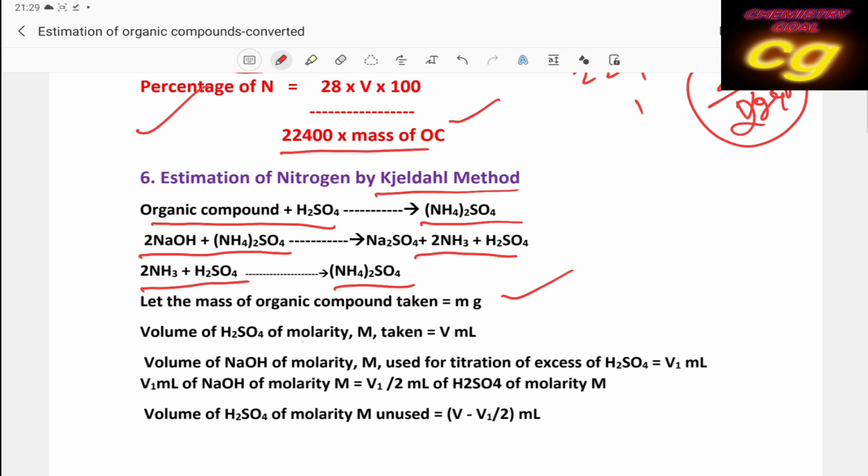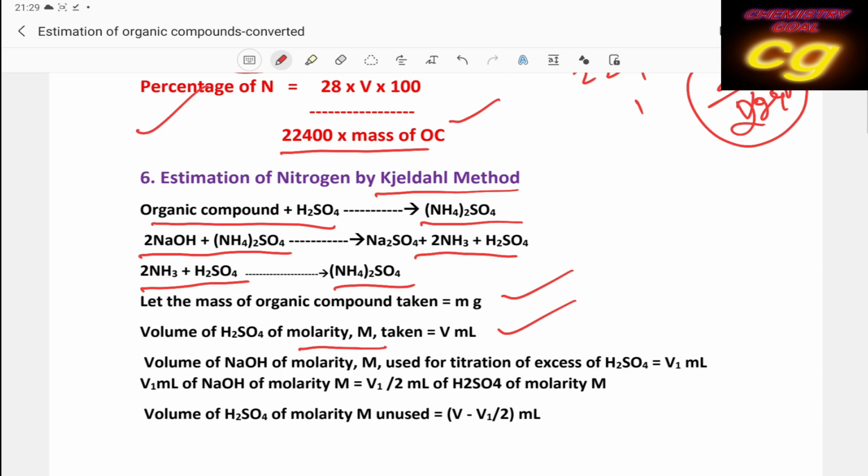Then the volume of sulfuric acid: we have to use a fixed volume of sulfuric acid having a particular concentration. Let the concentration be M molarity, and the volume taken be V mL. So V mL of 1M sulfuric acid is taken during the experiment. So during the reaction what happens? How much volume of sulfuric acid reacts?